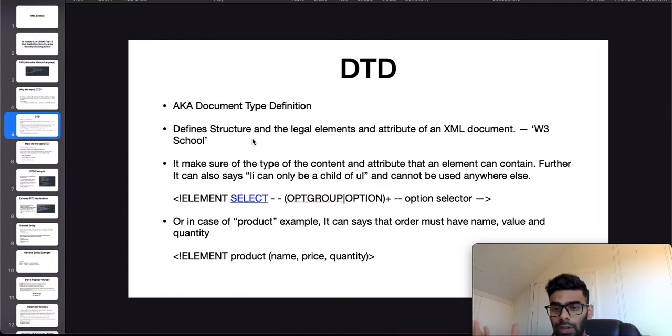To do that, we have a document type definition, also known as DTD. It defines the structure, that is, what kind of attributes an element can have and what kind of children an element can have. For example, it can say that LI can only be a child of UL. I'm taking an example of HTML. In HTML, we have a tag UL.